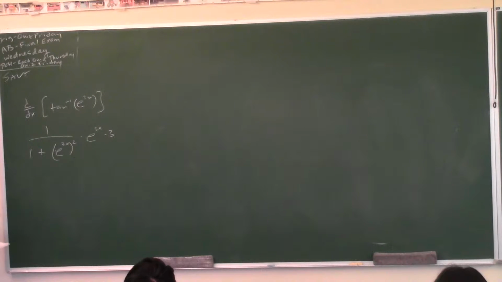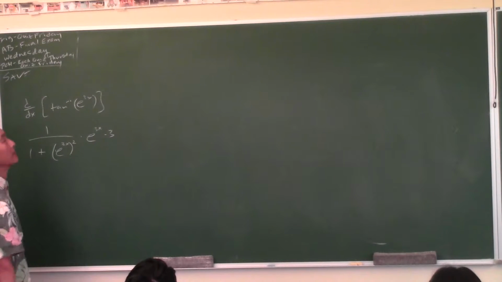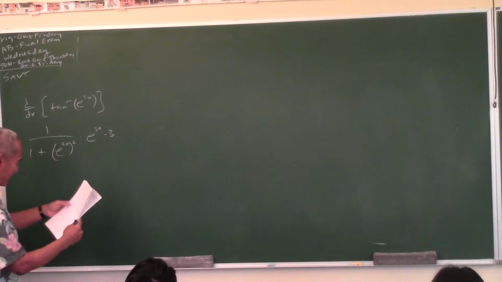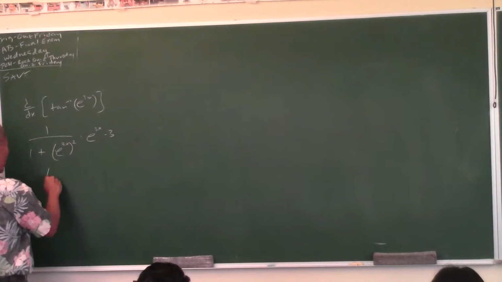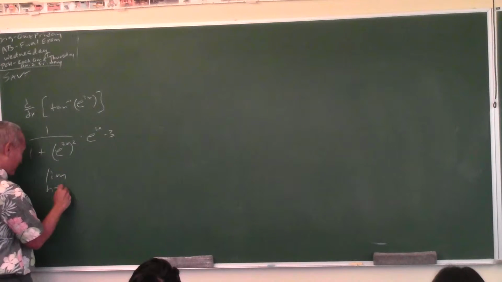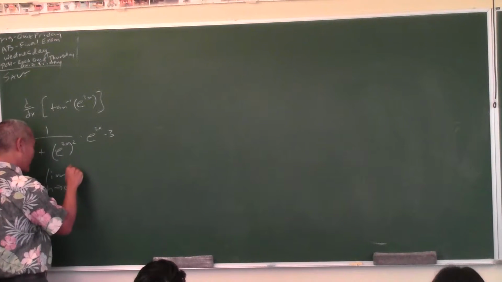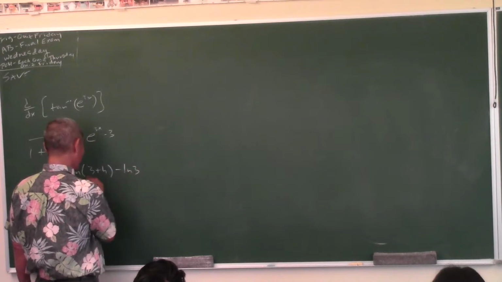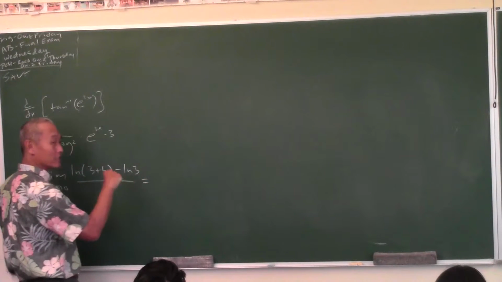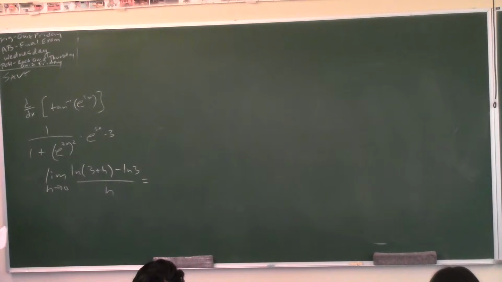Tomorrow, I'll tell you right now, you have to know all the derivatives. Okay, definition of the derivative, number 10. What is the limit as h approaches 0 of natural log of 3 plus h minus natural log of 3, all over h? We had this on a previous speed quiz too.